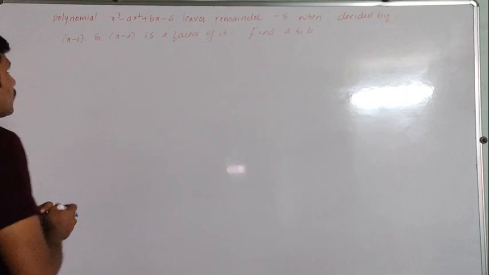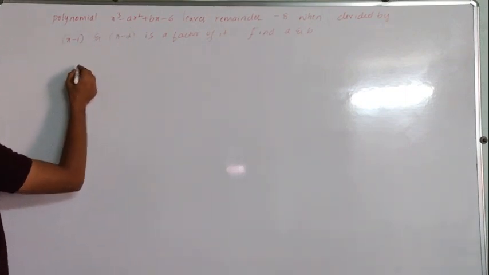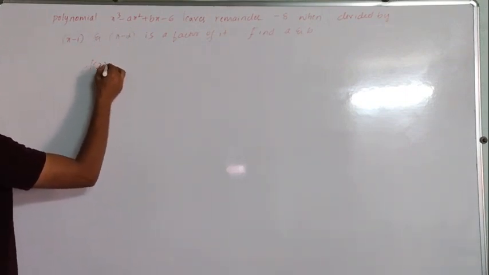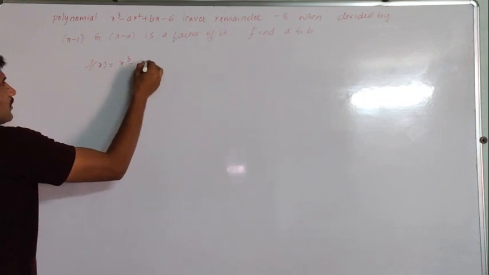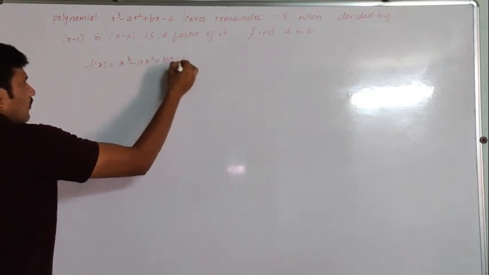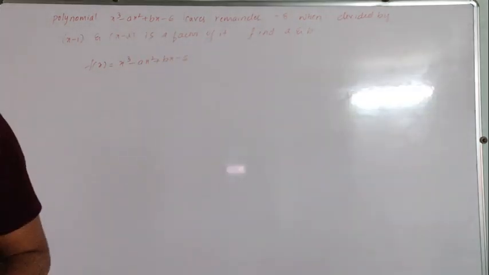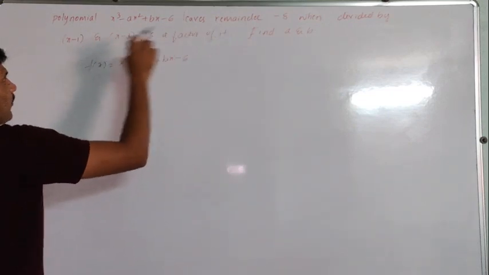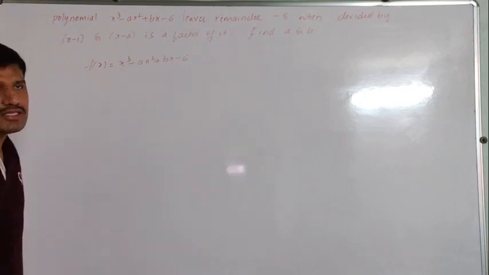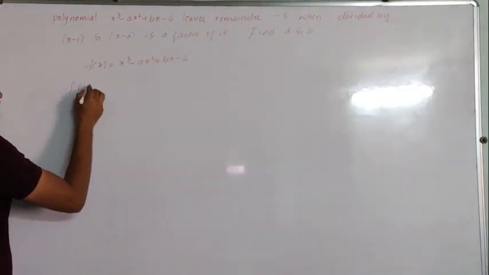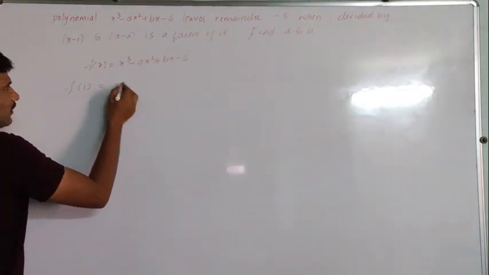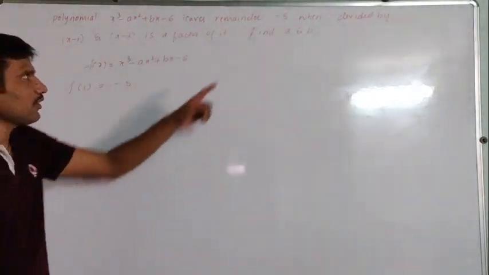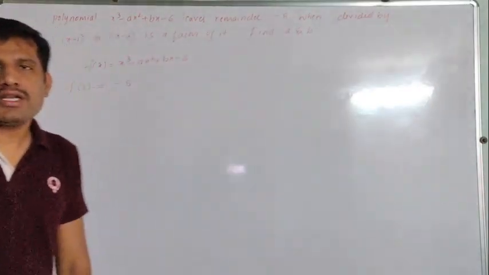See, students. So now first one, f of x. What is f of x? See here, f of x is x cube minus ax square plus bx minus 6. So when you divide by x minus 1, remainder is minus a. Means what? F of 1 is equal to minus a. When you divide by x minus 1, remainder is there. They have given it is minus a.